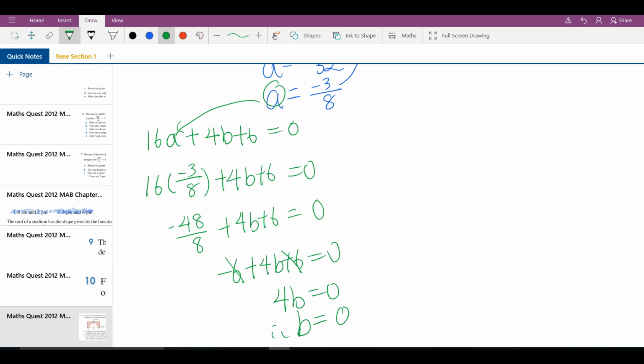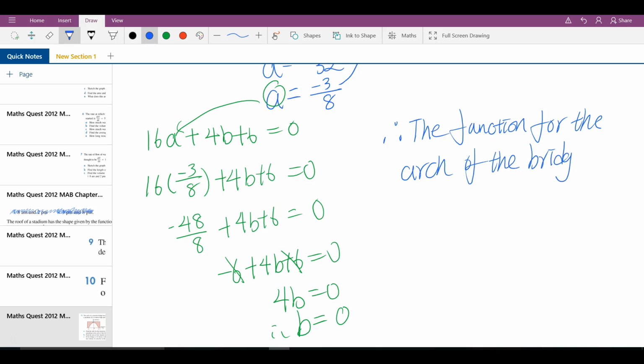Alright, so right now we should have all three unknowns ready, and therefore the function for the arc of the bridge is y equal to negative 3 over 8 x squared, no b, plus 6.